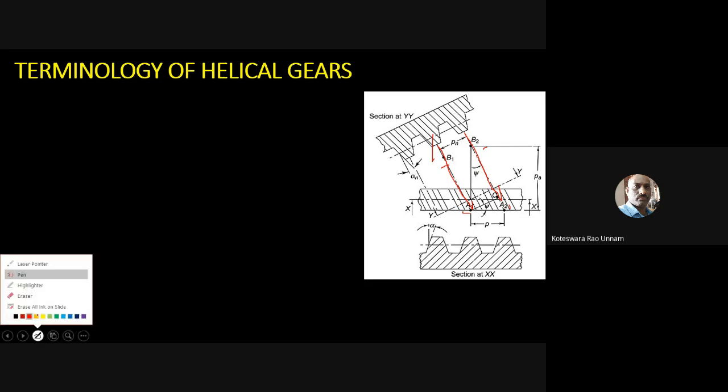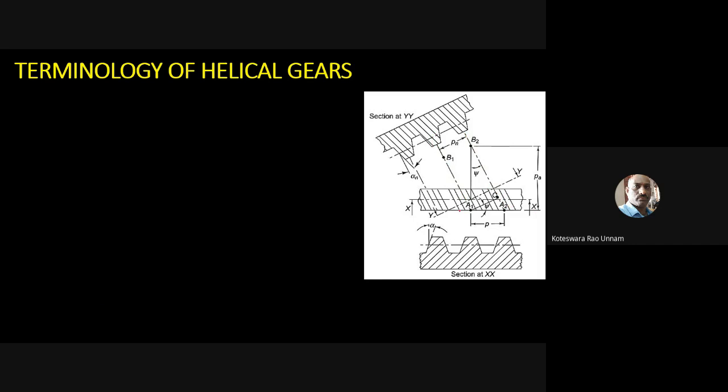Now if I join point A1 to this B1, this B1 and B2 are at the same center distance from this point, from the pitch circle. Now if I join this one, then A1 B2 makes an angle psi with respect to BC. This psi we will call the helix angle. This is the helix angle.